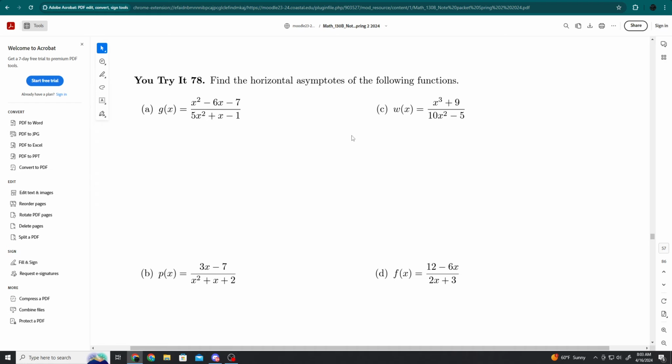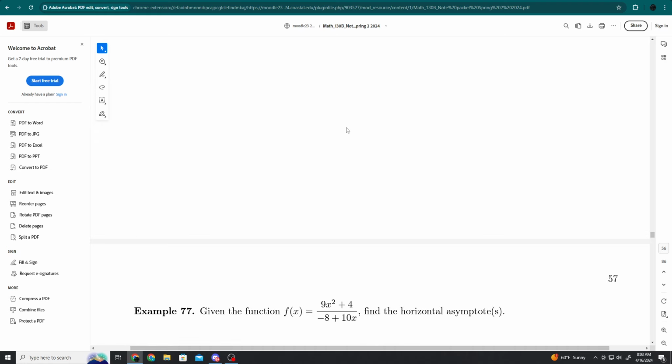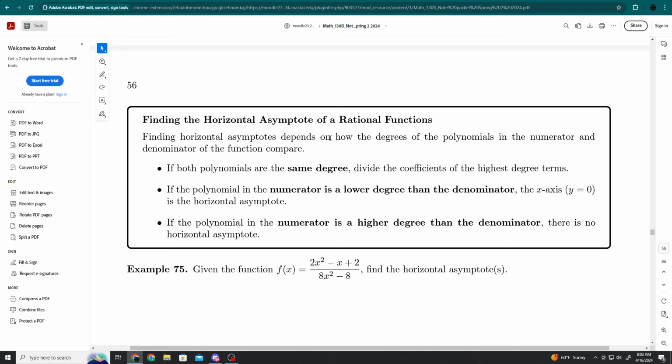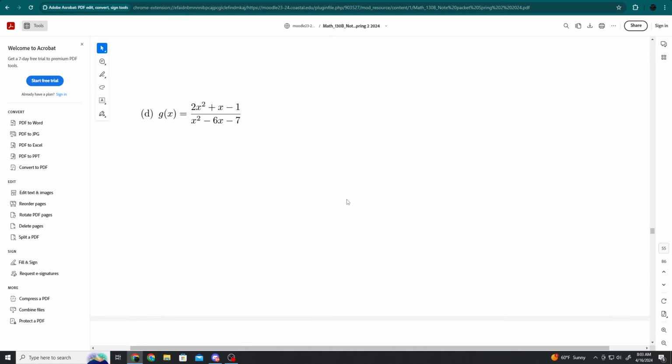So that's pretty much everything. If you're doing horizontal asymptotes, you're just comparing the degree of the numerator to the degree of the denominator, and you're going to fall in one of these 3 categories. You have to remember those 3 categories and see which one you're in and what you do. But it's not too bad. That's pretty easy to remember.